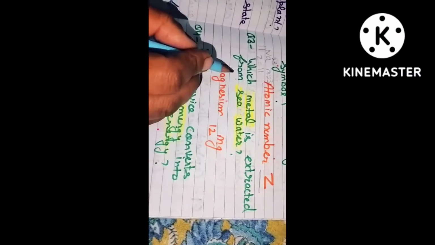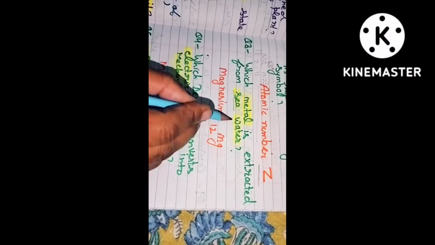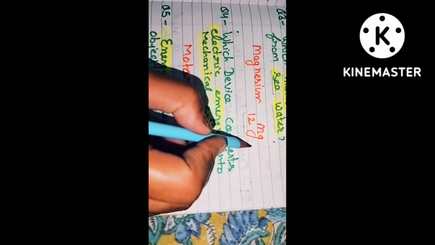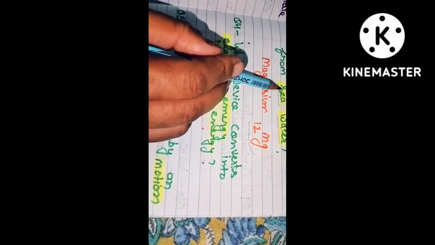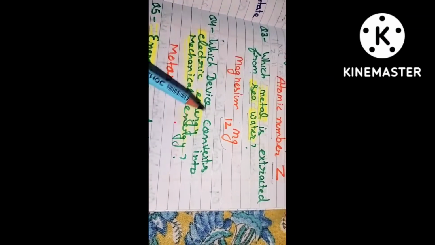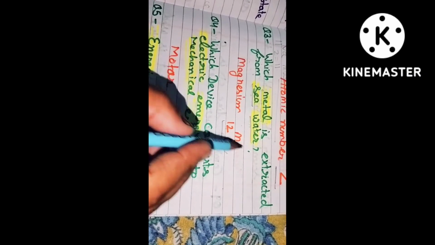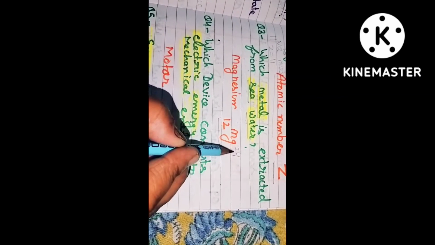Next, which metal is extracted from seawater? The metal extracted from seawater is magnesium. Magnesium is the metal extracted from seawater. Its atomic number is 12 and mass is 24.